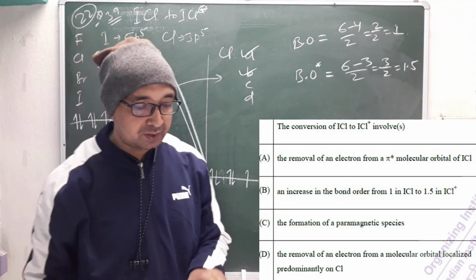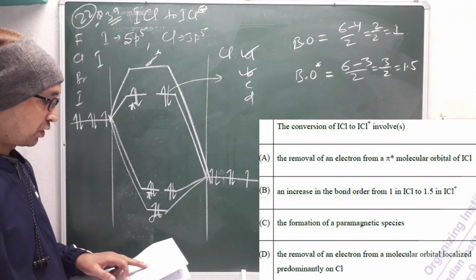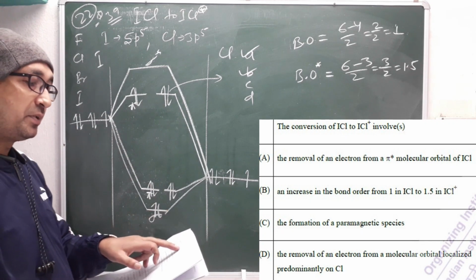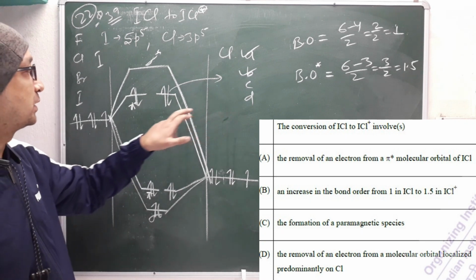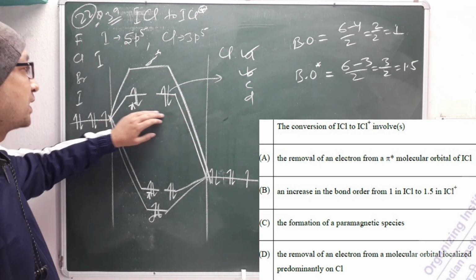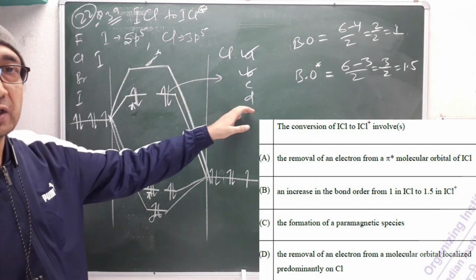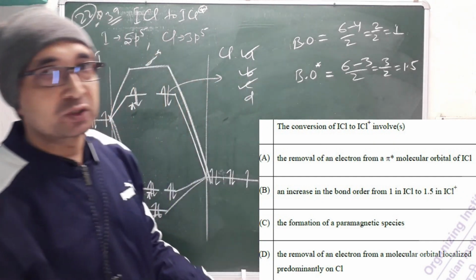Now coming to option C, the formation of a paramagnetic species. The question itself is ICl to ICl plus. Before that, obviously, it was diamagnetic, right? ICl is diamagnetic. If you remove 1 electron, it is paramagnetic, right? So this option is also correct because it is paramagnetic.